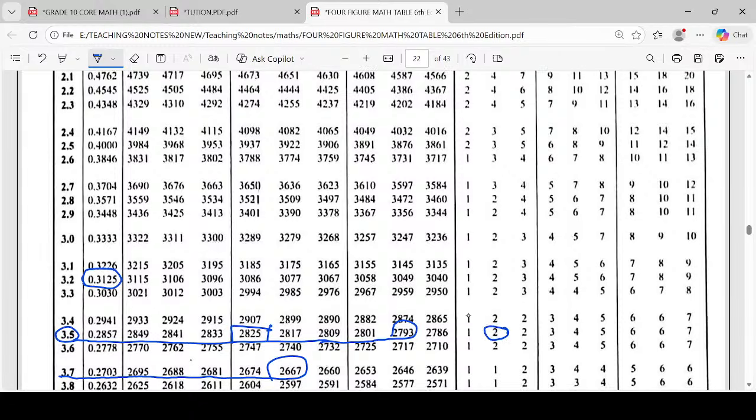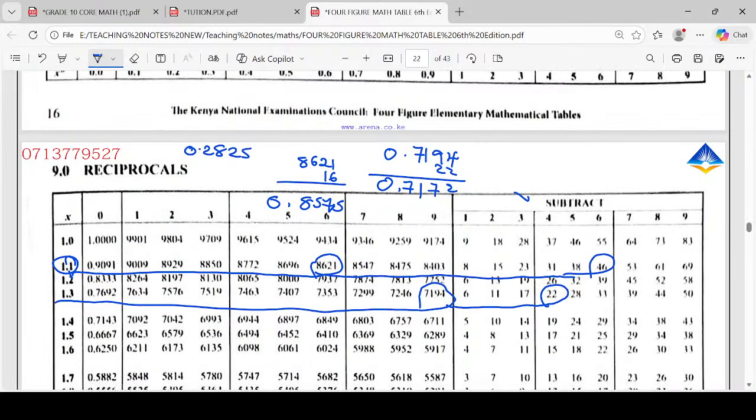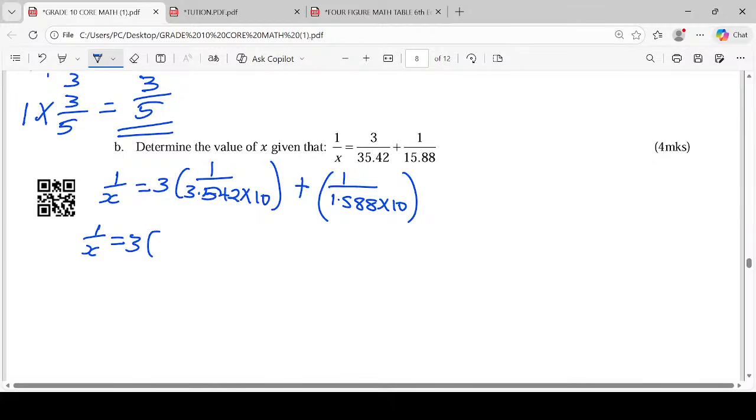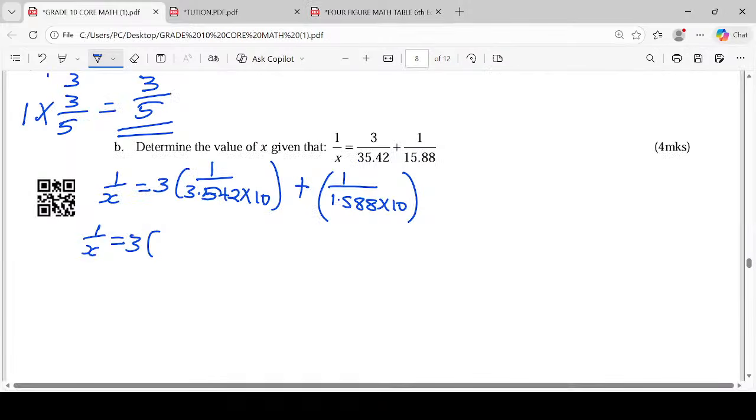What are we doing? We should be subtracting. So you subtract that 2. So this will become 0.2823, times now 0.1 because the reciprocal of 10 is 0.1.